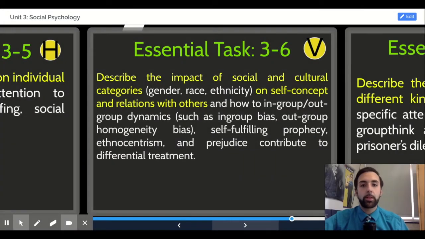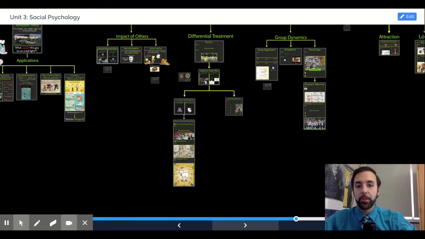In Essential Task 3.6, we are going to continue talking about how interactions within a group can affect our thinking and our behavior, specifically the concepts of prejudice and discrimination, while also touching upon concepts such as implicit and explicit bias. I recommend a vertical piece of paper for this concept map.